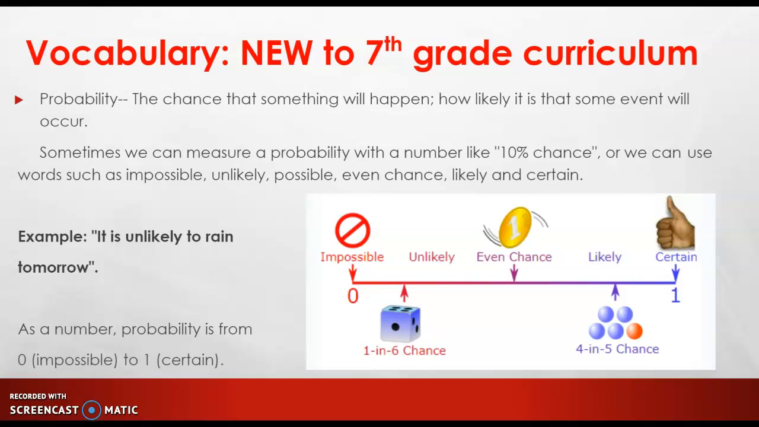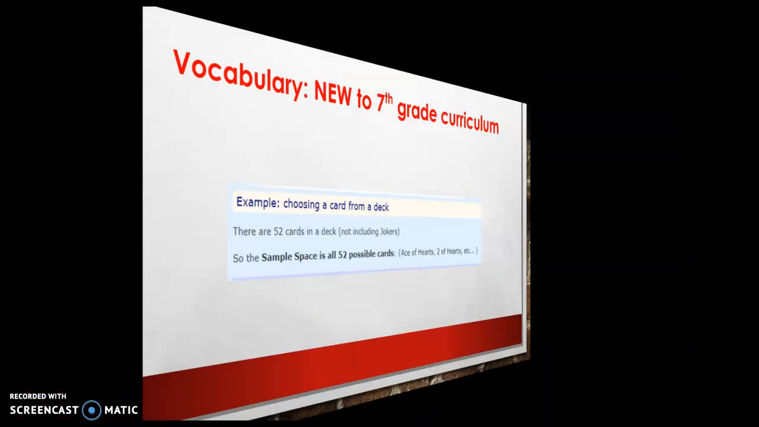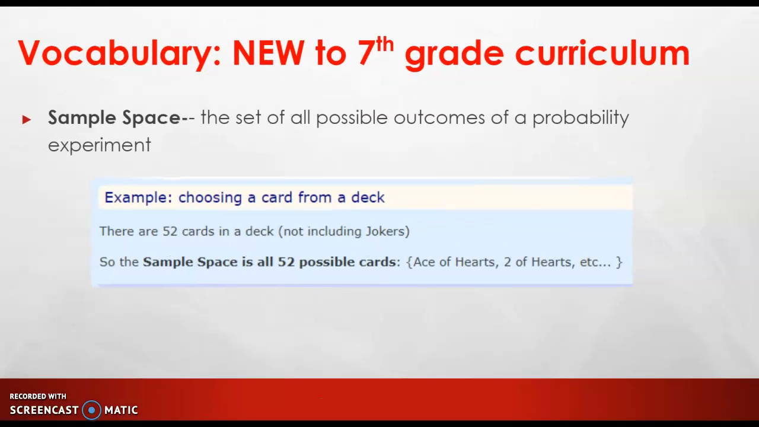Okay? So the example is, again, it is unlikely to rain tomorrow. As a number, probability is from 0 to 1. When you're talking about percentage, anywhere from 0 to 100%. If that is a fraction, it can go from a 0 all the way to a 1 out of 1 possibility if it's a fraction or ratio. All right, so on to the next one.